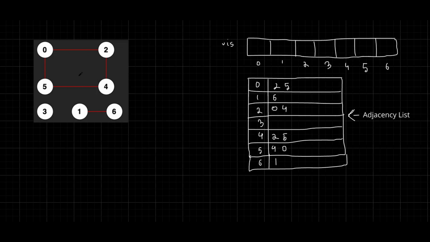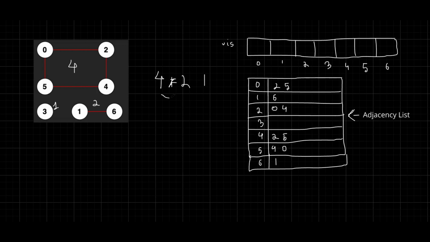So here, we can see that in the first component, there are 4 nodes, 0, 2, 4, and 5. In the second component, there is 1 node. In the third component, there are 2 nodes. So here, let's put it in an array: 4, 2, 1.